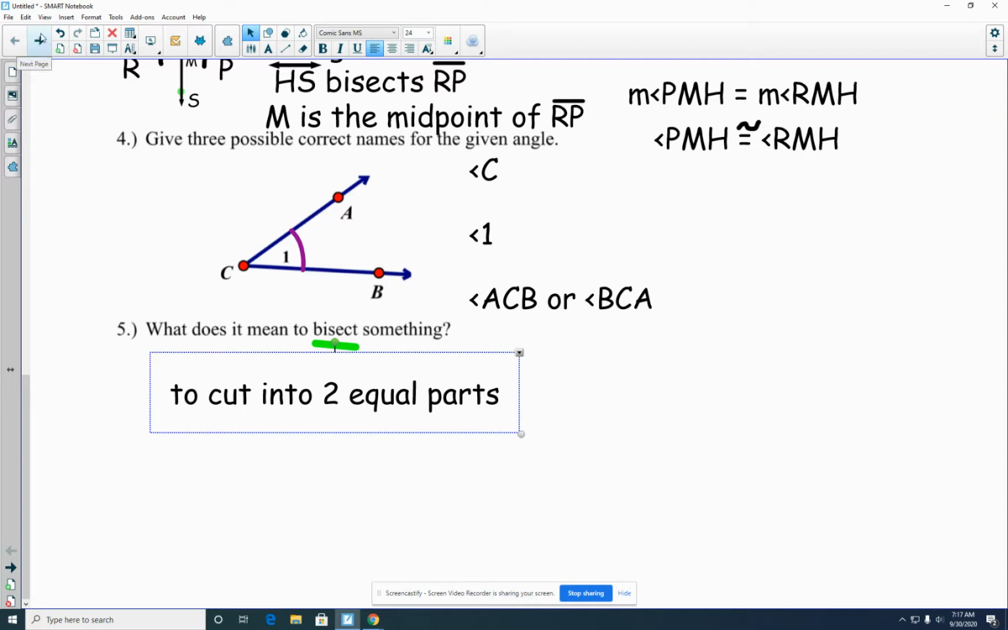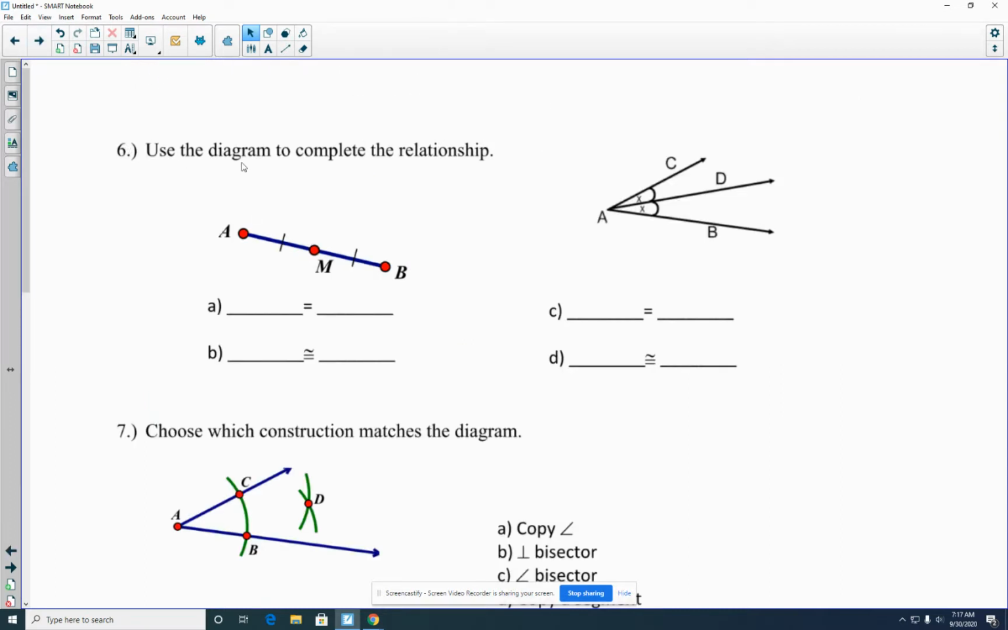Okay. Next page, let's take a look. And it says, use the diagram to complete the relationship. Okay, so based on what you see here, these little tick marks are telling us that AM and BM are equal. So here, AM and BM are equal. Okay, now we know if they're equal, they are also congruent. I can take these, copy it down here, and the only difference is now when we're talking about congruence, it's with the little bar on top. They're segments, so segment AM is congruent to segment BM. Remember, order matters, right? So I'm going from endpoint to midpoint, endpoint to midpoint.